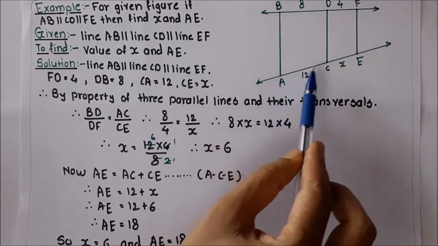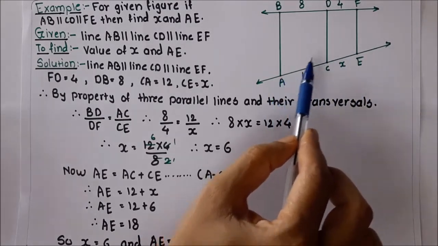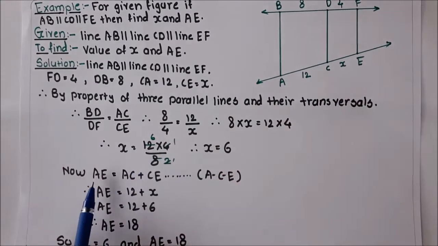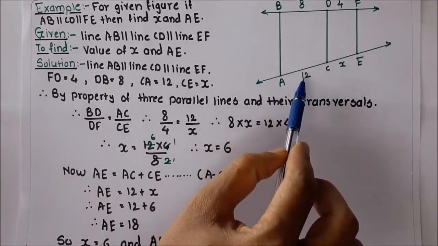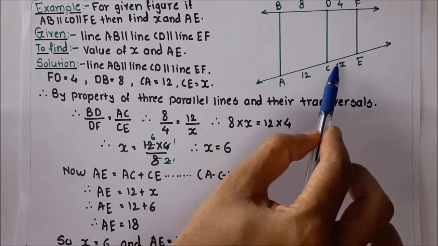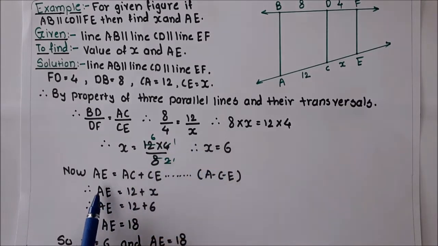You can see here this is AE segment, which is made up of two parts, that is AC and CE. Therefore I have written here AE is equal to AC plus CE, but AC is already given as 12 and this CE is equal to X. We have just found that X is equal to 6. Therefore replacing those values, AE is equal to 12 plus 6, therefore AE is equal to 18. So our answer is X is equal to 6 and AE is equal to 18.